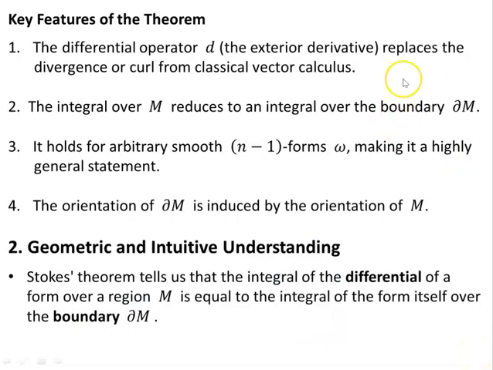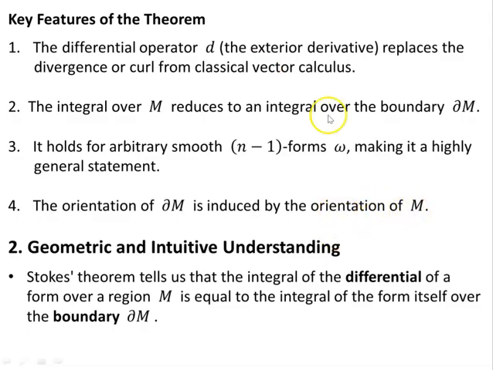We'll look at an example shortly. So key features of the theorem: the differential operator d, the exterior derivative, replaces the divergence or curl from classical vector calculus. The integral over M reduces to an integral over the boundary partial M. We've seen that, the right-hand side of that equation. It holds for arbitrary smooth n-1 forms omega, making it a highly general statement. That's very interesting. Not just the three-dimensional Euclidean case, but it holds in general, and that's what we'll see over the next couple of videos. The orientation of partial M is induced by the orientation of M.